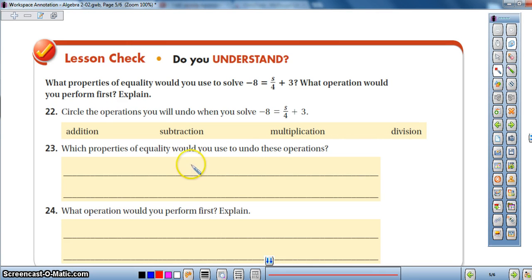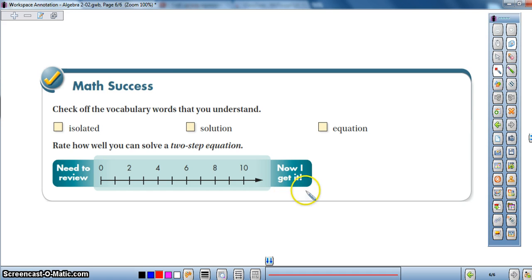Here's just kind of a quick understanding. If you look at this problem, what properties of equality would you use to solve? Circle the operation that's going to undo when you solve this. So circle the operation you'll undo. The first one we have to undo is addition. The second one we have to undo is division. So when we look at our different properties, the key thing that we're going to work with is solving the problems and looking at your properties.